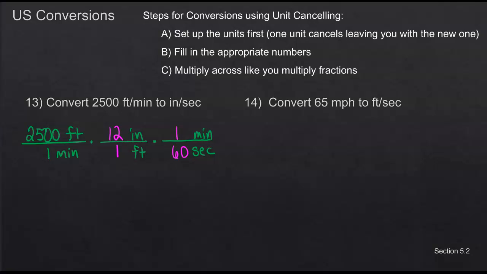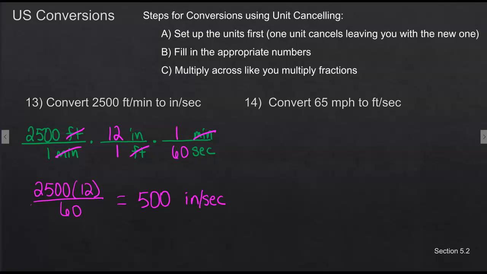Again, so we multiply what's on top. Oh, let me go ahead and mark out our units here. So we're left with inches over seconds, right? Inches per second. 2,500 times 12 divided by 60. And that gives us 500 inches per second. You always want to label these with the proper units because that's part of this whole process, is getting that part right.